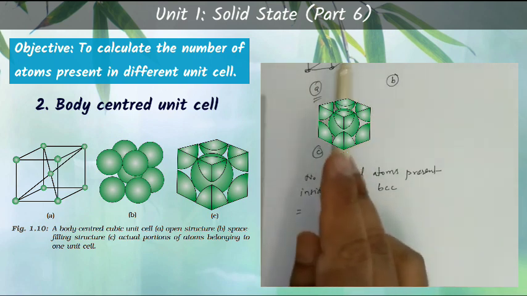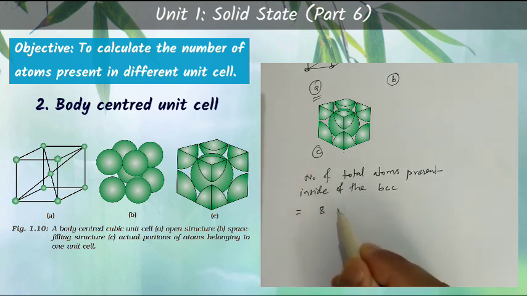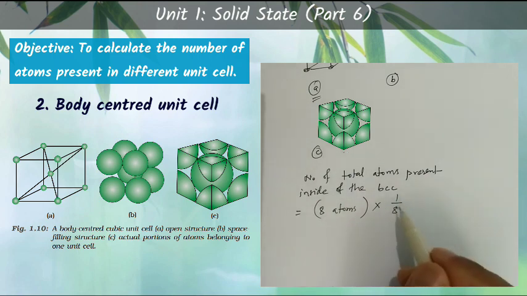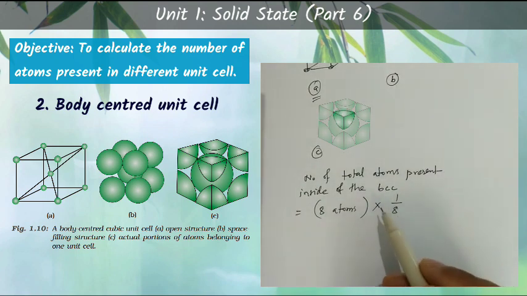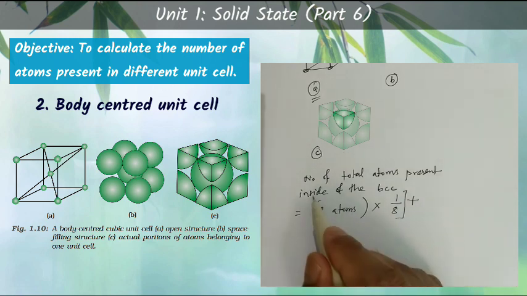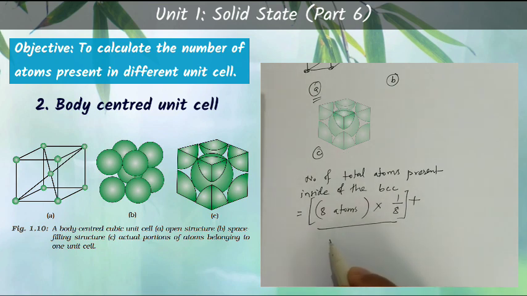Total, you see here total 8 corners will be occupied by the 8 atoms. So 8 atoms in 8 corners. Okay, 8 corners, and we have to multiply by 1 by 8, because 1 by 8 per corner atom. That means one atom will be distributed, only 1/8 part of that atom will be inside that unit cell. Okay, I hope you understand this point. Plus this is for the corner. This contribution is coming from only the corners.